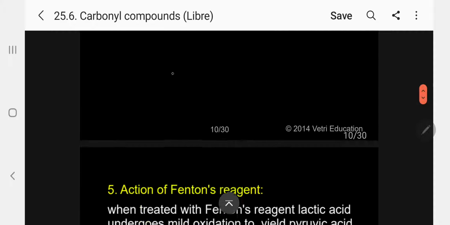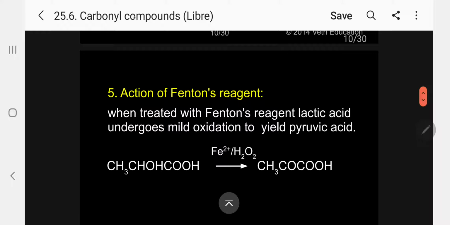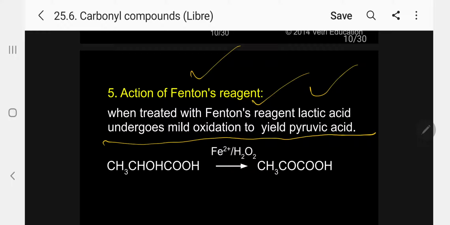Next one. Number 5, action of Fenton's reagent. When treated with Fenton's reagent, that is ferrous salt, lactic acid undergoes mild oxidation to yield pyruvic acid. So this is the lactic acid. So what will happen now? Only the secondary alcohol undergoes oxidation to convert into ketone. So this is called pyruvic acid.